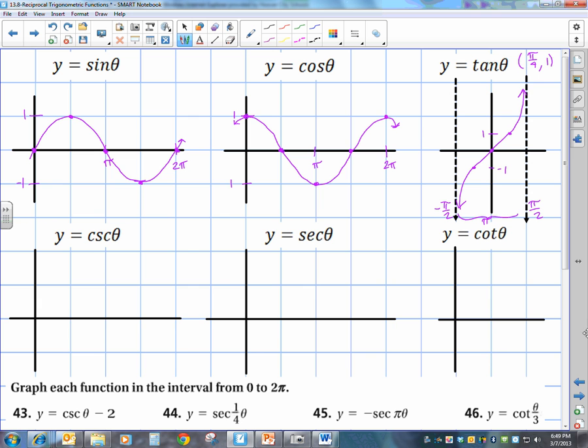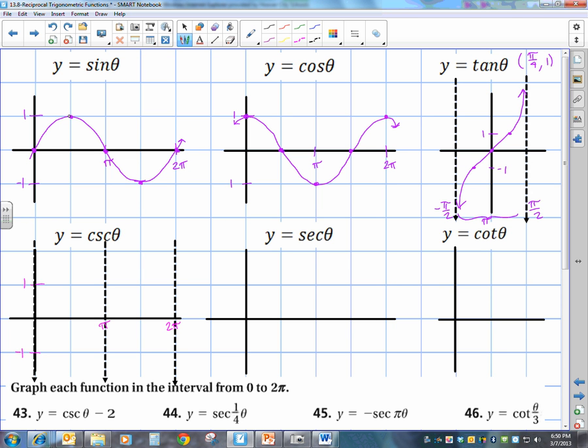Okay, on to our cosecant. Now, the thing to remember is that these are the reciprocals of the one above it. So if I have the cosecant and it's 1 over the sine, then 1 over any 0 is going to be undefined and an asymptote. We're going to have the same key points with 1 and negative 1, but let's go put in some asymptotes. I have a 0 here. That gives me an asymptote right here. I have a 0 at pi, an asymptote at pi. 0 at 2 pi, another asymptote at 2 pi. So we'll label those pi and 2 pi.